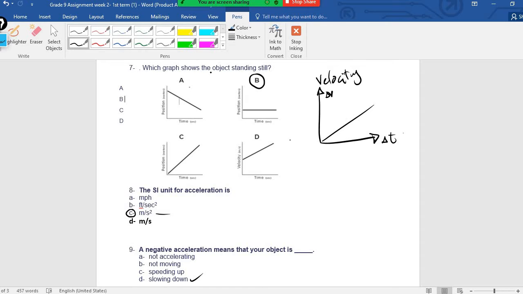But in this question, he asked about the object still. It means at rest. It means not move. Of course, number B will be the right answer, because in this case the object does not move. Suppose that this is 2 meters. After 1 second, still 2 meters. After 2 seconds, still 2 meters. After 3 seconds, still 2 meters. Now, position with time refers to still in place.